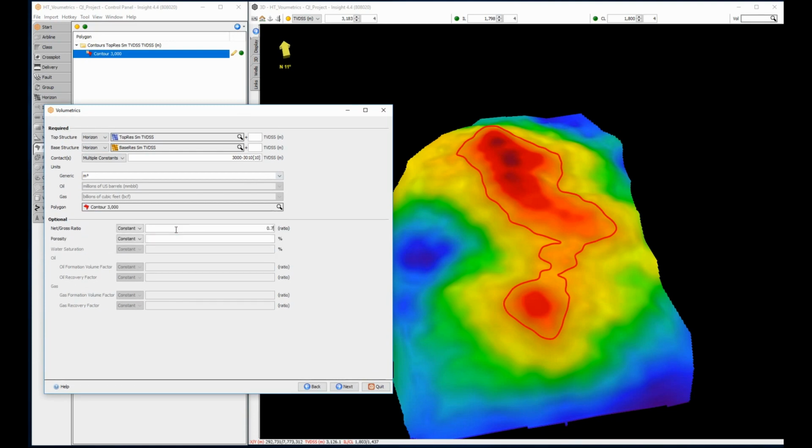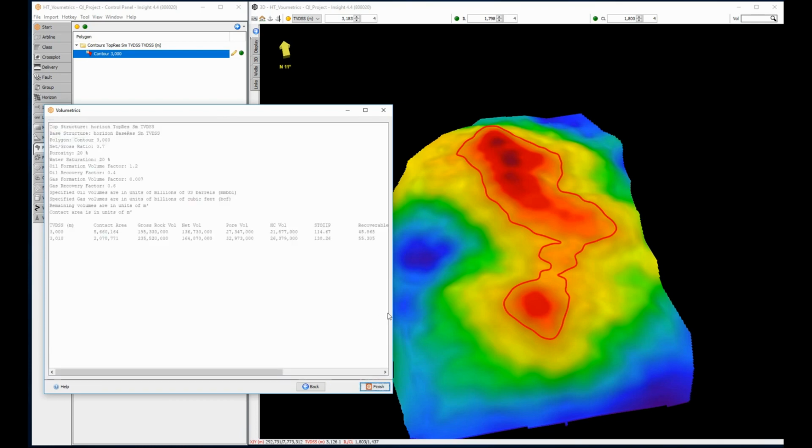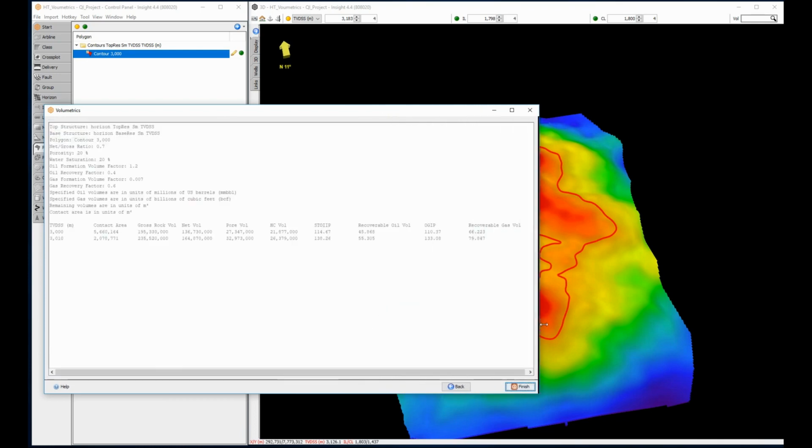The gross rock is calculated as standard, so this time I will supply the optional net to gross, porosity, and saturation values. The results are divided by the formation volume factors, and so a smaller number than 1 will provide an increase in volume after extraction. For this example, I have a lot of dissolved gas, and so my oil formation volume factor is larger than 1 in order to reduce the final volume produced after the gas escapes.